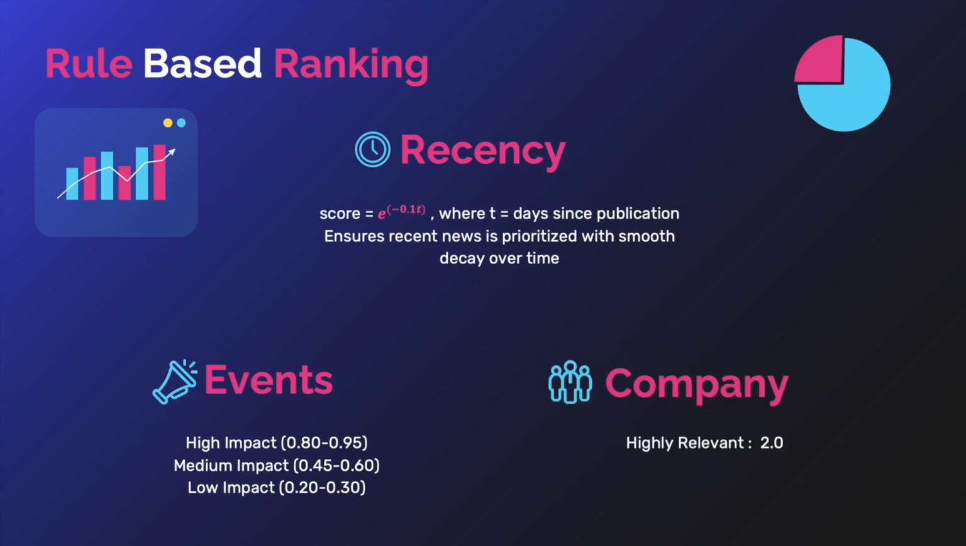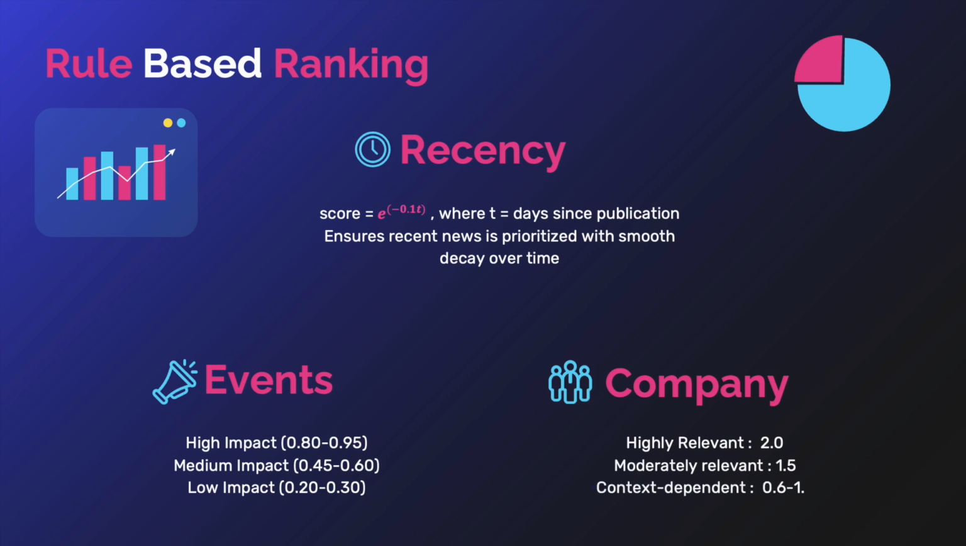Third, we have the company relevance score. When analyzing sentiment for a specific company, we want articles that are actually about that company, not just generic financial news. This component acts as a dynamic multiplier. If an article mentions our target company 3 or more times or is moderately relevant, it gets boosted.